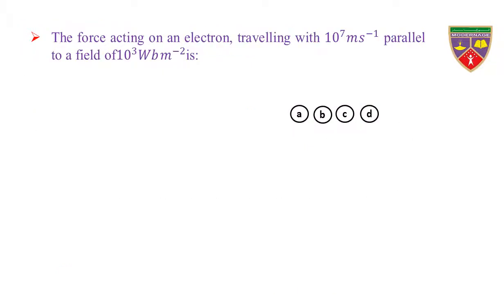The force acting on an electron traveling with 10^7 meters per second parallel to a field of 10^3 Weber per square meter is: option A, 0 Newton; option B, 50 Newton; option C, 100 Newton; option D, 1000 Newton. The key is 0 Newton. The correct option is A.